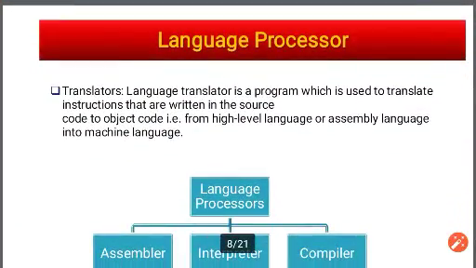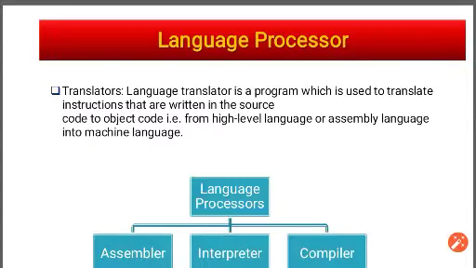Now the next type is language processor. Language processor can also be called translators. So what do you mean by translator? Language processor is also a type of program which translates the instructions that are written in source code to object code. In other words, we can say it converts the high level languages, that is your C++, Java, Python or anything, the high level languages to your machine language.